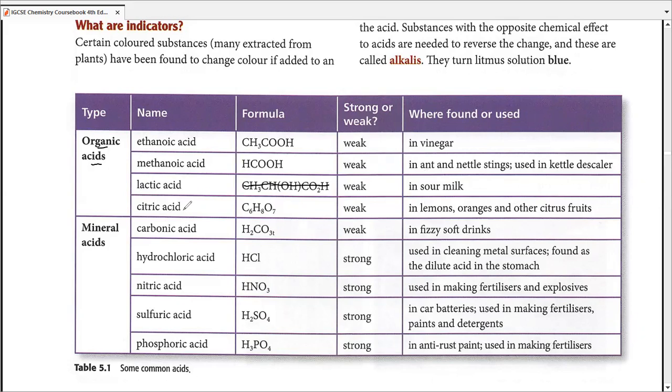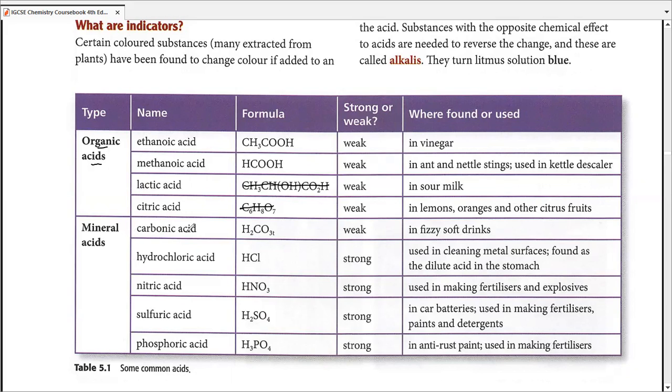Moving on, citric acid, as you heard the name, is a part of citrus fruits. The formula, again, you're not supposed to memorize. It is a weak acid found in apples, lemons, oranges, citrus fruits like tomatoes, etc. Then we have the next category, that is mineral acids.